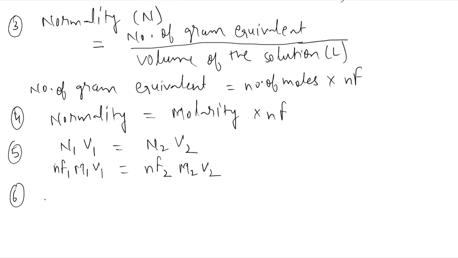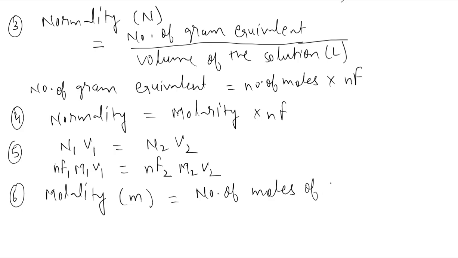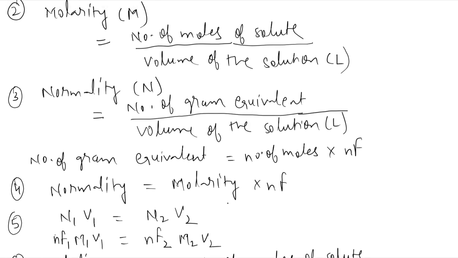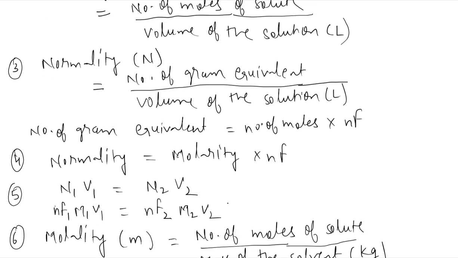Alright, the next formula that we are going to talk about is molality. Molality is represented by small m and its formula is number of moles of solute divided by mass of the solvent in kg. Okay, so you can see a difference between the molarity, normality and the molality formula here.